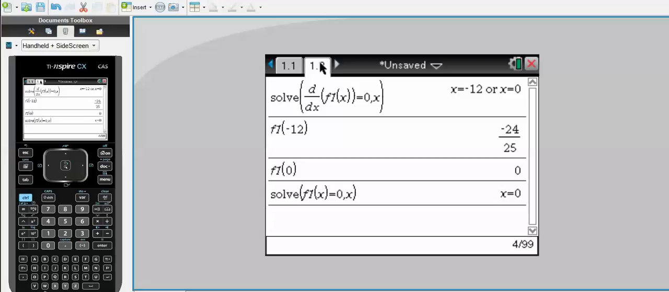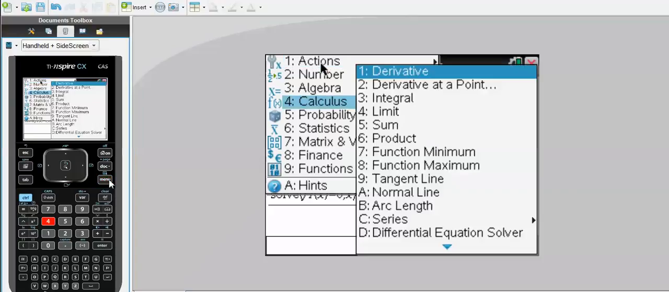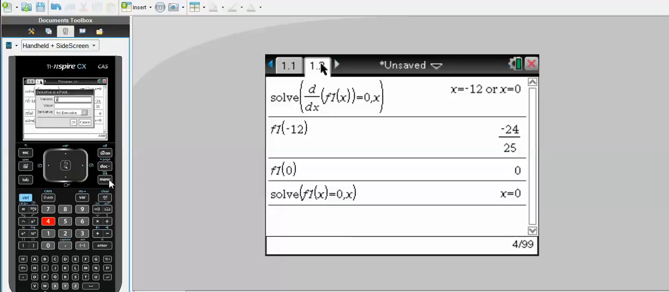Right, finally it says find the gradient of f(x) when x equals minus 3. So again, I'm going to stick with the calculator: menu, 4, and it's this number 2, derivative at a point, the gradient, derivative differential at a certain point. So I'm going to use, the variable is going to be x, that's fine. My x value is minus 3, because it tells me that in the question.